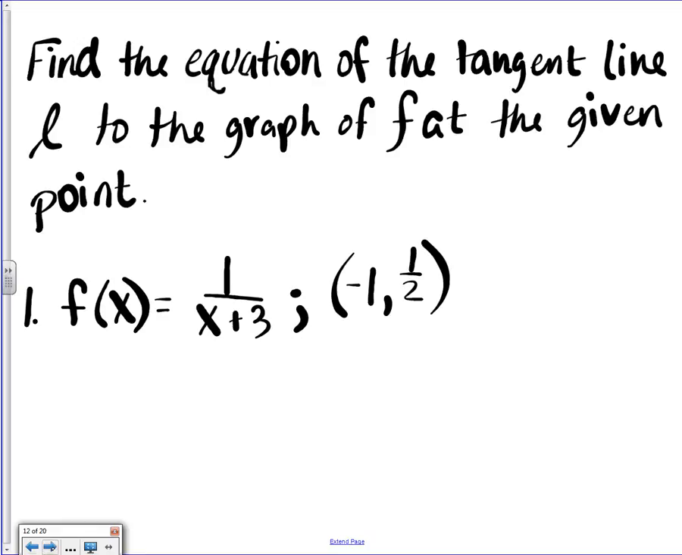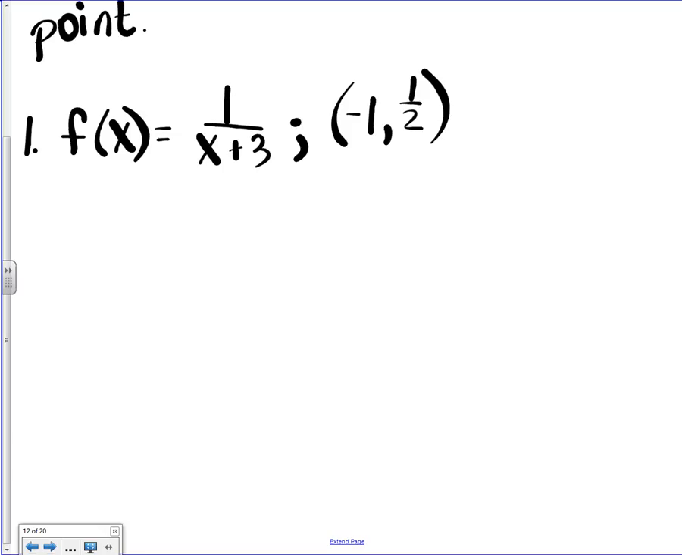Something a little bit different. Hopefully, you should know how to do this already. Find the equation of the tangent line L to the graph of f at the given point. Well, you know if I'm going to write an equation that I need to have a slope. And if I need a slope, I need to find a limit. So I'll go ahead and set this up and work this out, and you can follow along.